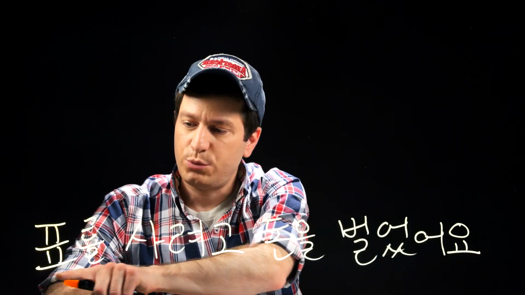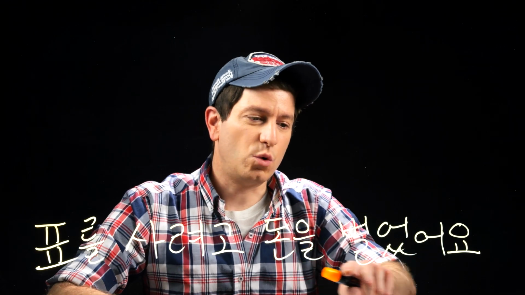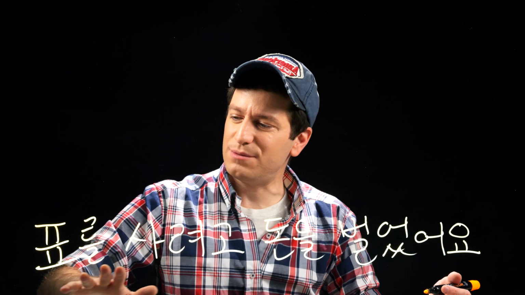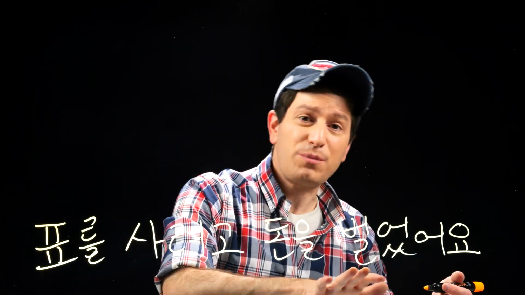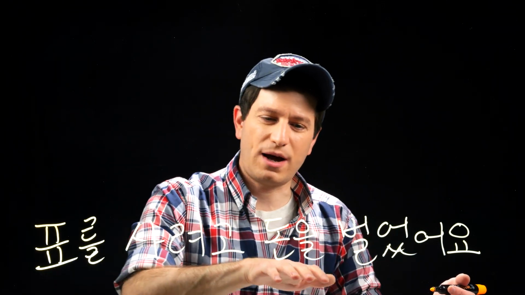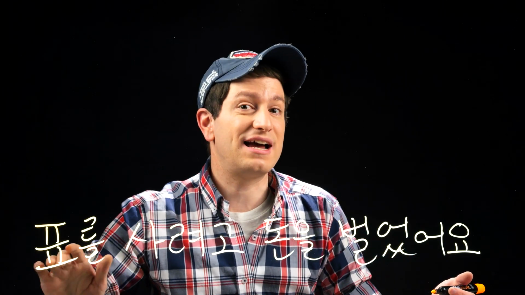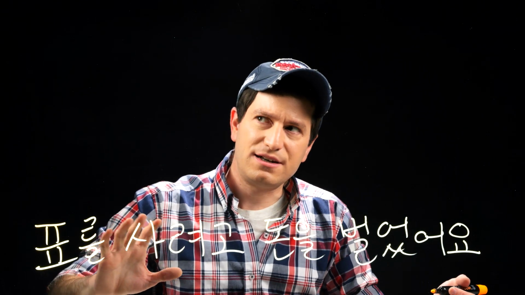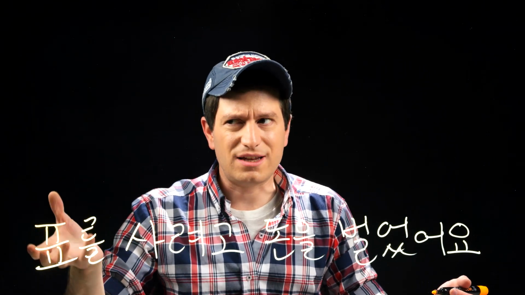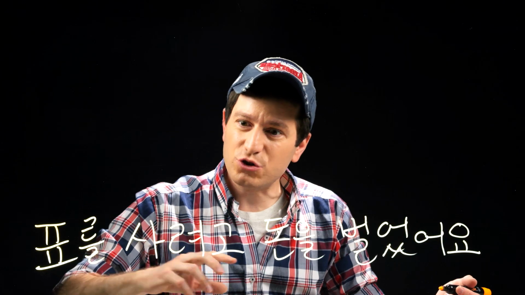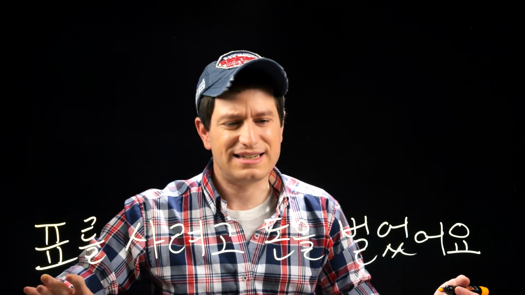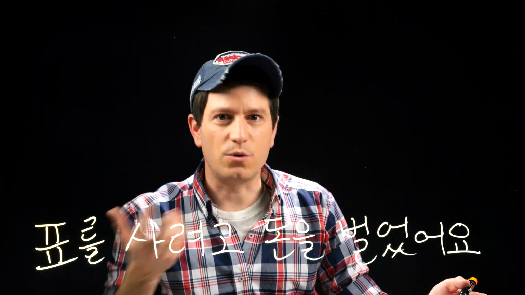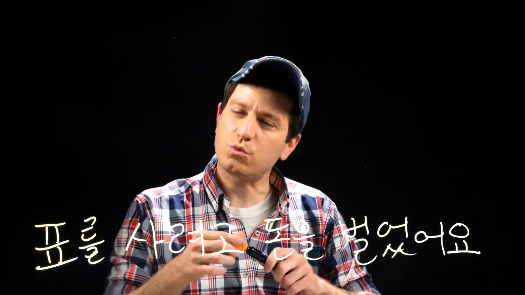For example, 표를 사려고 돈을 벌었어요. Intending to, 사다, to buy. Intending to buy a ticket, 돈을 벌다, means to earn money. So I earned money intending to buy a ticket, literally. So a natural way to translate this, again, not literally because it doesn't literally mean in order to, but a more natural way is, in order to buy a ticket, I earned money. So I earned money to buy a ticket, or in order to buy a ticket. Okay, this is just one example.